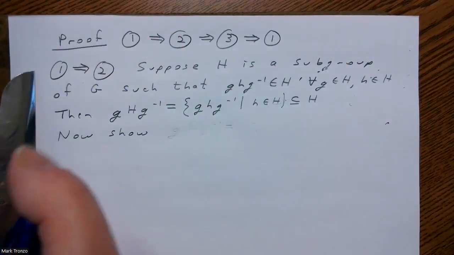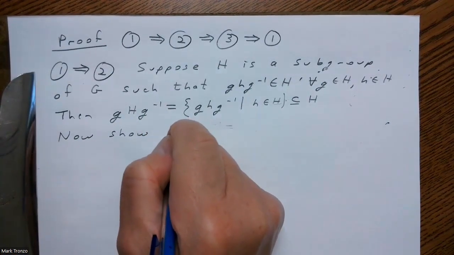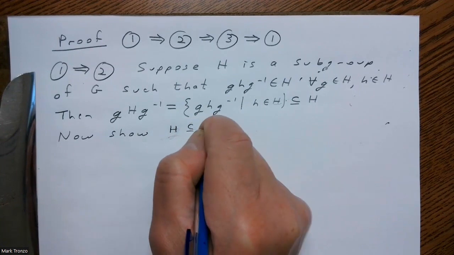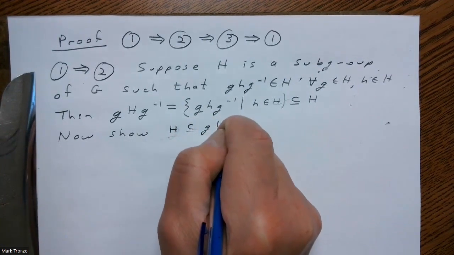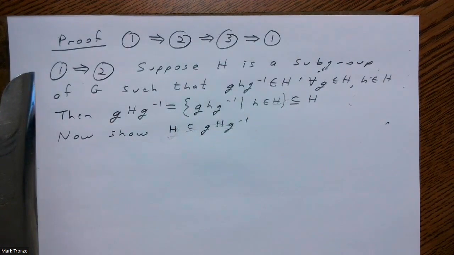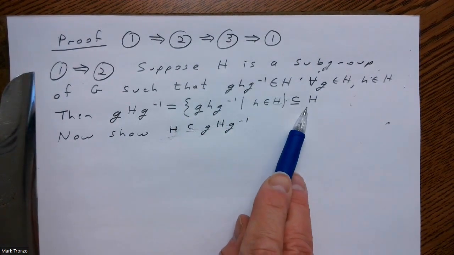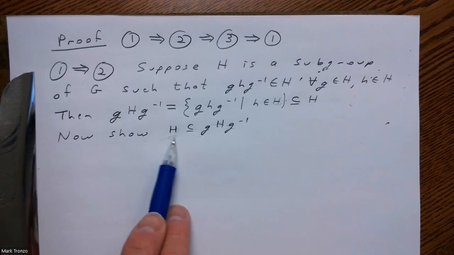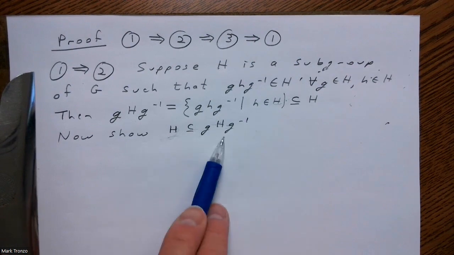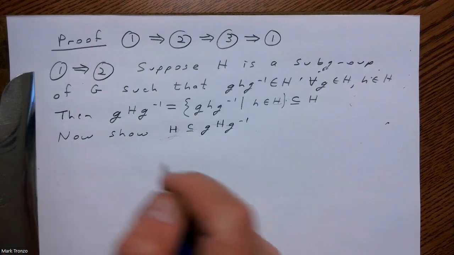Now we want to show that H is a subset of GHG inverse. That's the next thing we want to show, because we have that this is a subset of this. So now we want to show that this is a subset of this. So let's go ahead and do this.